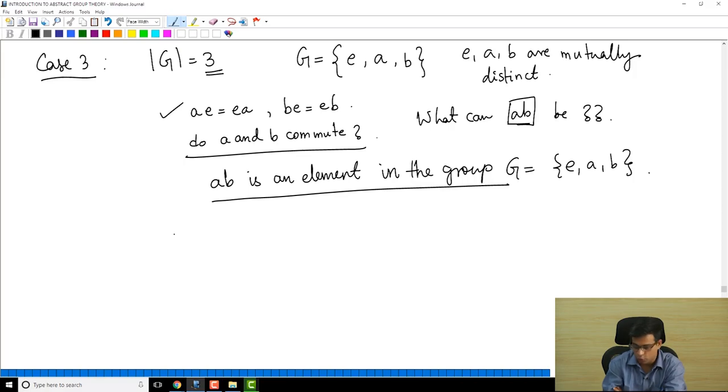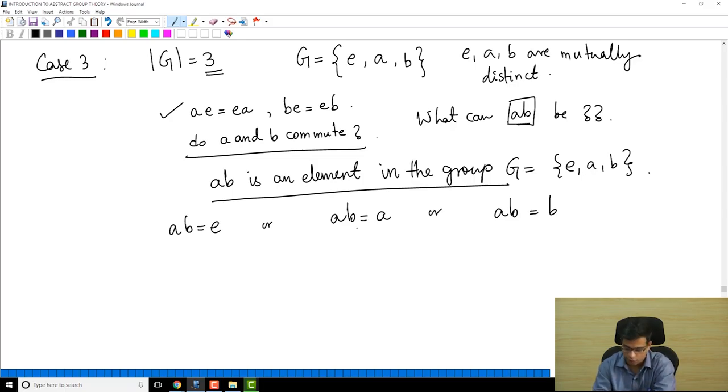So, we have three possibilities. AB must be E, AB must be A, AB must be B. So, either this or this or this, right? AB is an element of the group which has three elements listed as E, A, B. So, it is either E or A or B. So, can it be A?